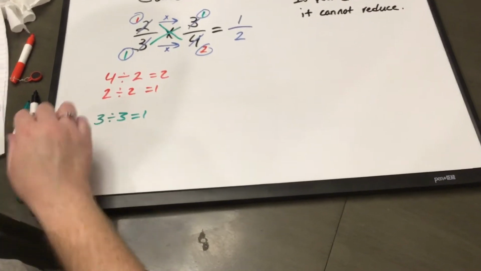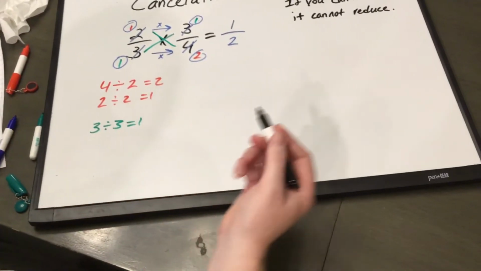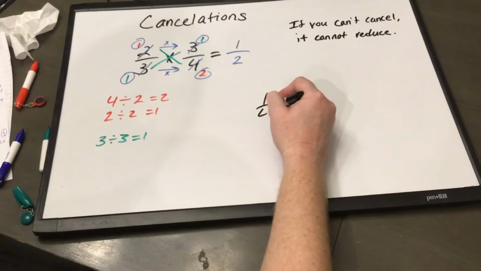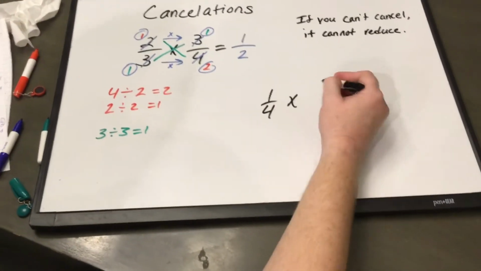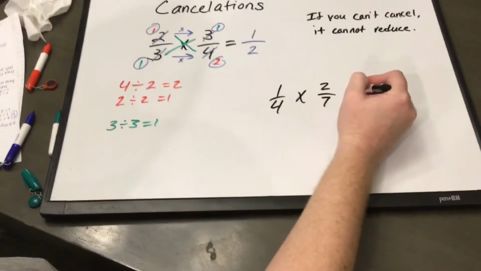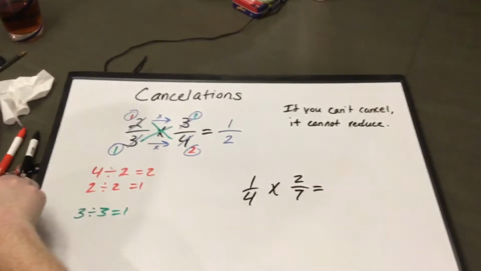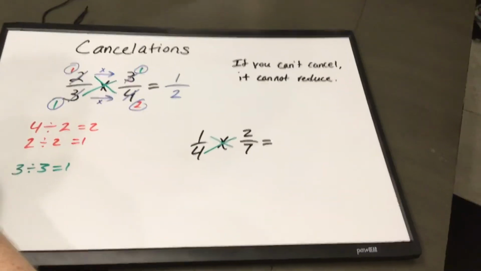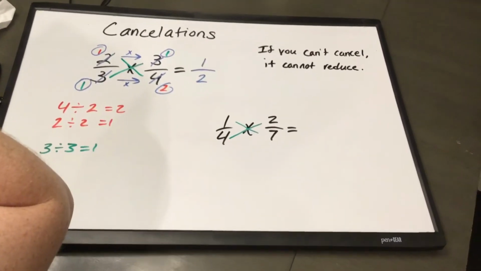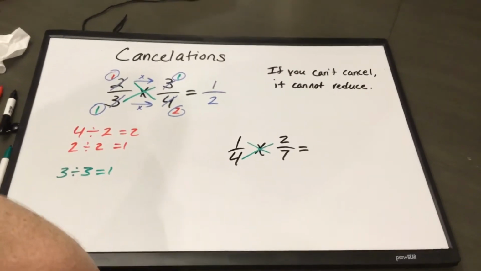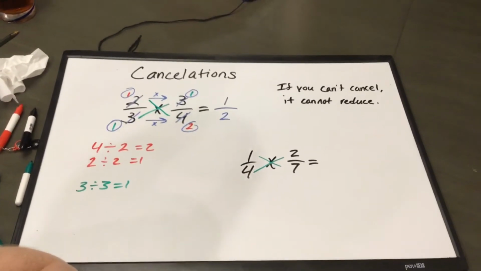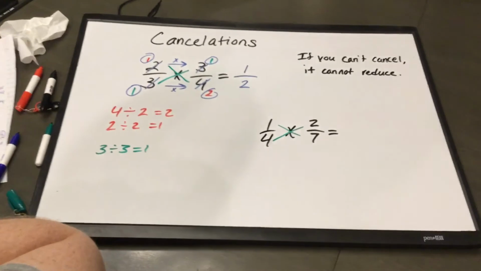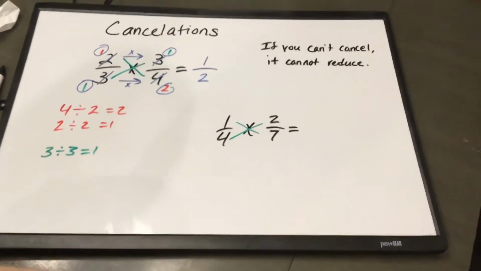Let's try another problem. Let's do 1/4 times 2/7. Okay, again, we go diagonally. Let's look at our 1 and our 7. Can they cancel? No, there's nothing that goes into those two numbers, so we cannot cancel them.